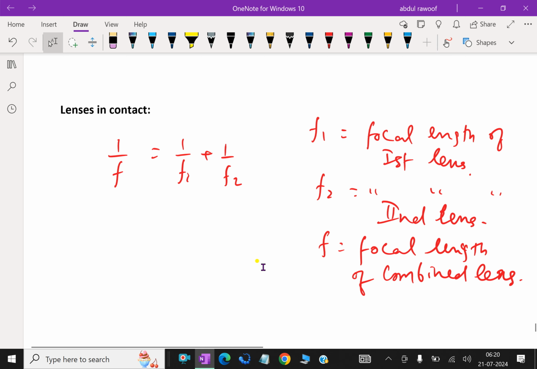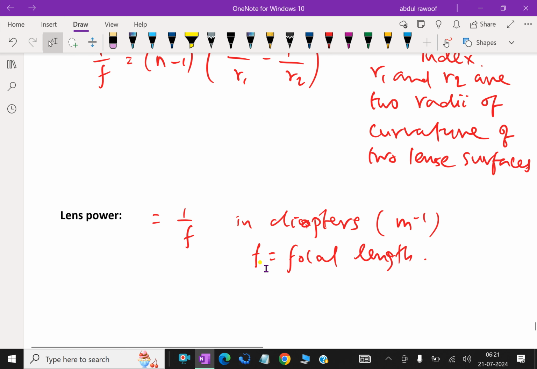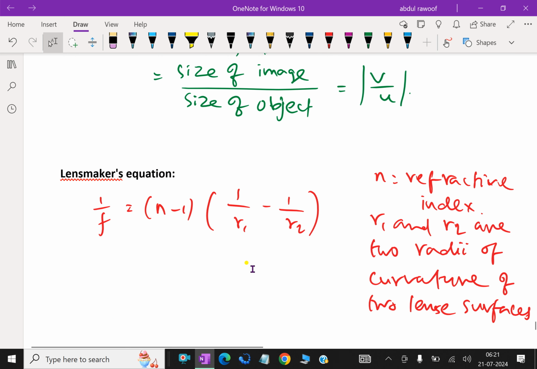So far we discussed lenses, what the types are, the positions and image distances, lens power, and the lens maker's equation, like we have done.